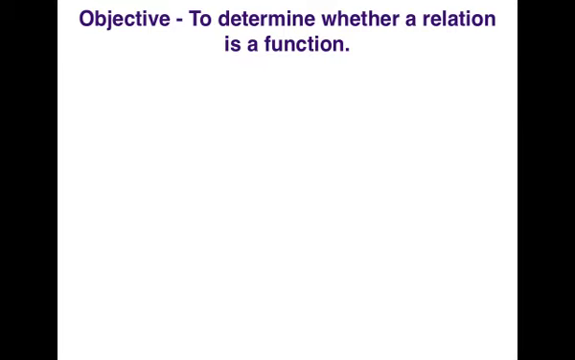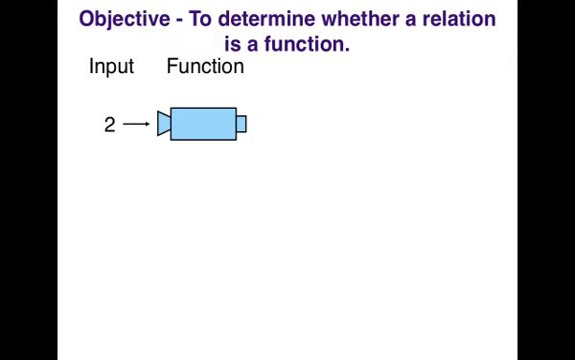Functions. Our objective today is to determine whether a relation is a function. Okay, think of a function as a machine. You put stuff into a machine, in this case we're putting 2 in, and you get an output, the final product. So when you plug in 2, the output is 10. So what could cause 2 to be 10? What are some things that you could do to 2 to get to be 10? Hopefully you're thinking multiply by 5 or adding 8. Those are pretty much the two generic options.